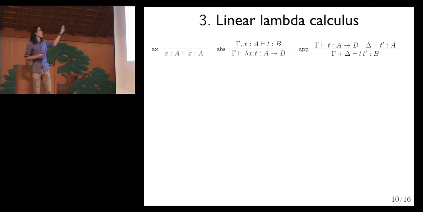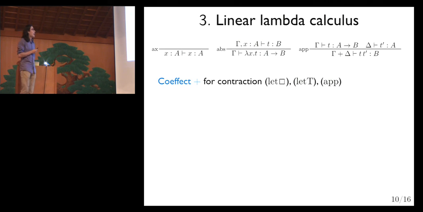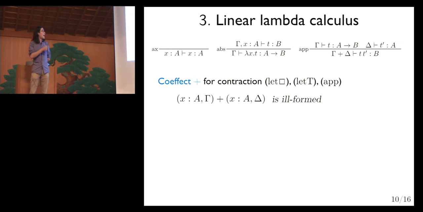So we have the axiom rule, the abstraction rule, and app rule. And this is linear lambda calculus without any products or coproducts. It's just with implication. And you'll notice that there's this plus in the app rule between the 2 contexts, gamma and delta. Actually, plus was on the other slide, so you may have seen that and been confused. And this is actually used to control contraction, and it's defined in terms of the coeffect plus. And basically what plus does is union 2 contexts together, but if x appears in both contexts, then it's ill-formed.